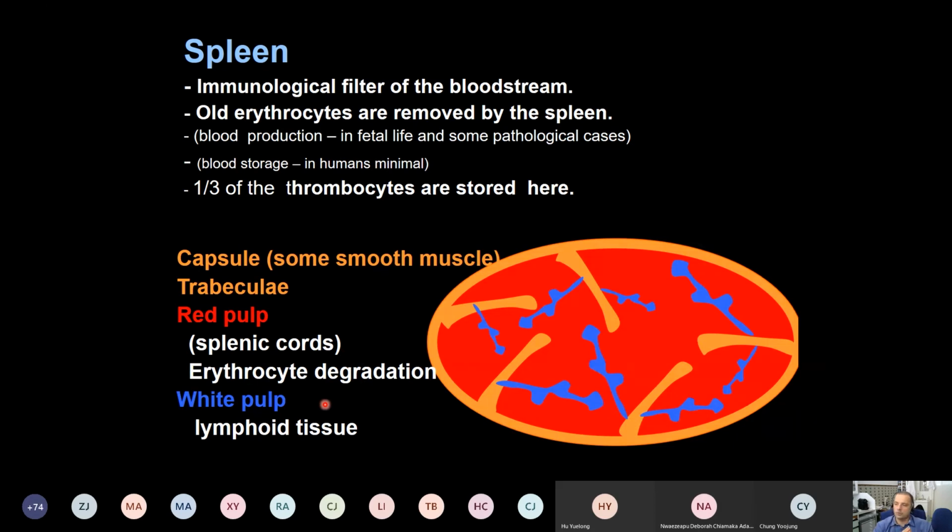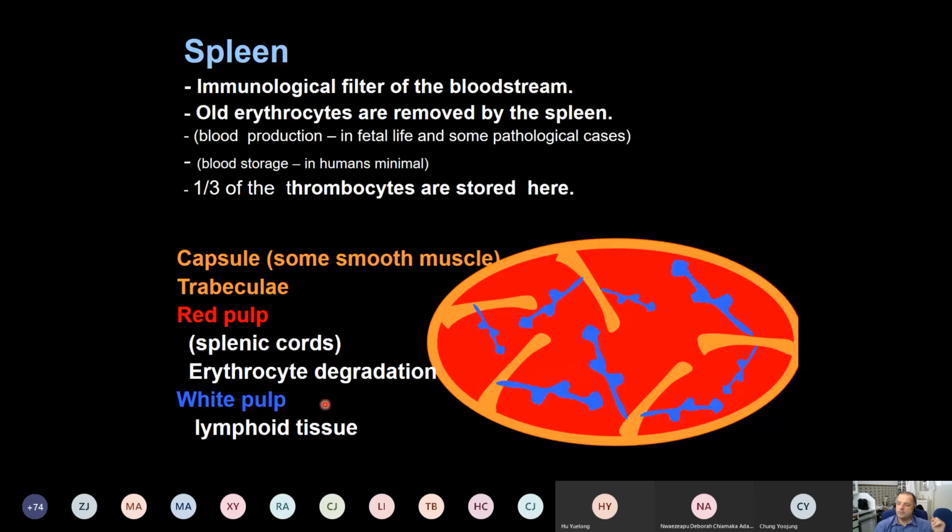The blood storage function in humans is not very characteristic. In animals, in cats, for example, in big cats and lions and in tigers, we have a quite considerable blood storage function, but not in humans. But in humans, the platelets, the thrombocytes, are stored. At least 1/3 is stored in the spleen.